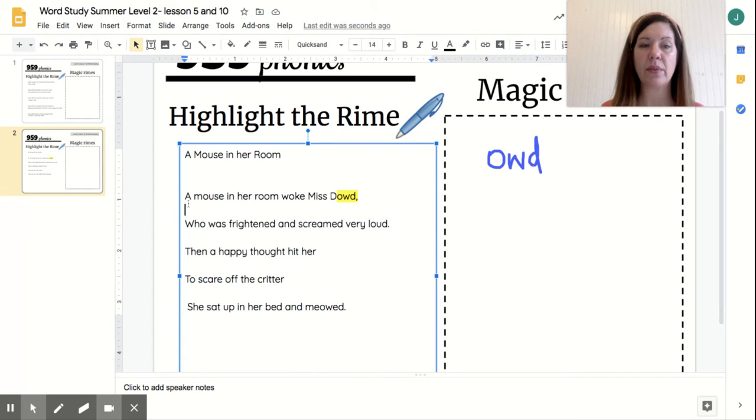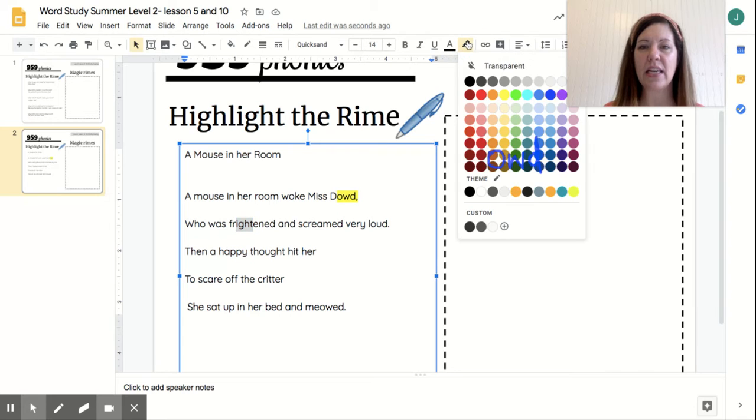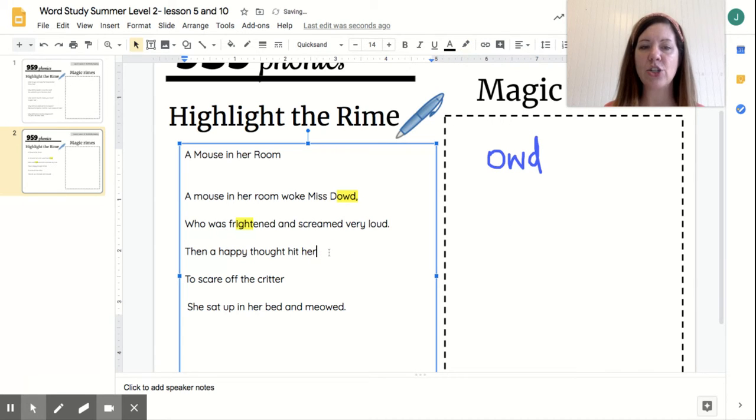Okay, read that sentence with me again. Ready? A mouse in her room woke Miss Dowd. Let's read the next phrase. Who was frightened and screamed very loud. Let's do frightened. What's the magic rhyme in frightened? Go ahead, we're going to highlight it. So we see that I-G-H-T. And we've talked about how I-G-H has that I, that long I sound. Go ahead and write that I-G-H-T in frightened.